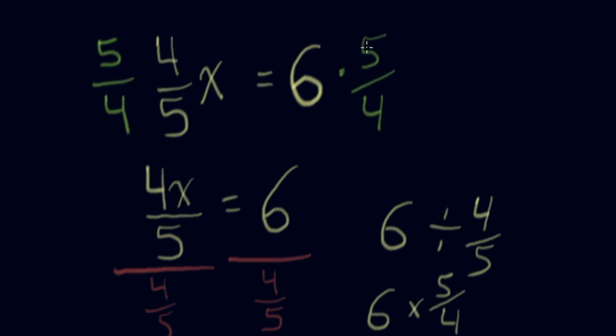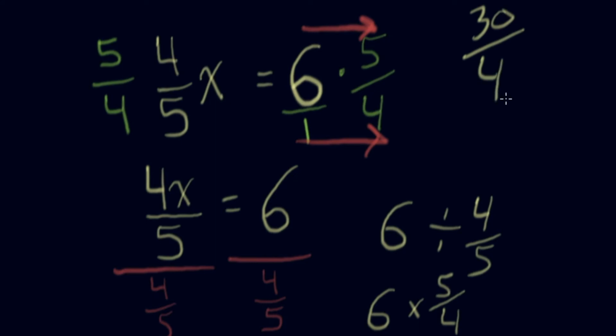So 6 times 5/4. Well, I like to always put this over 1, because then it looks easy. Remember when you're multiplying, you're going across the top and you're going across the bottom. So that is going to leave you with 6 times 5, 30 over 4. And you're going to simplify that to 15 over 2. So, final answer, x would equal 15 over 2.